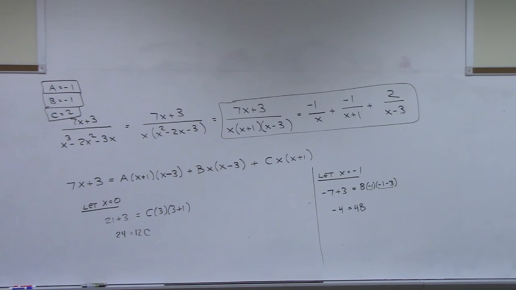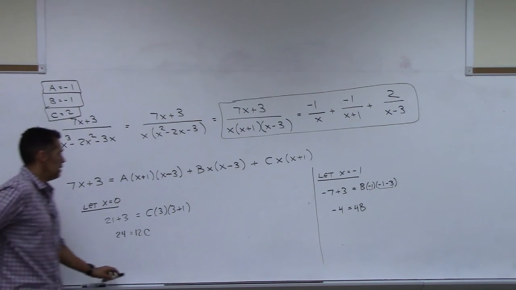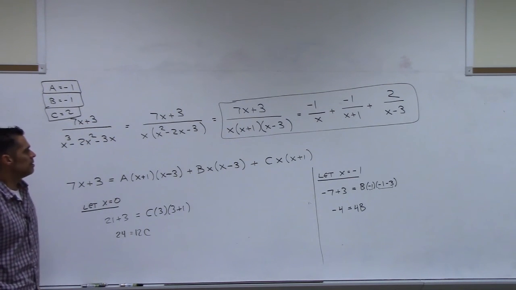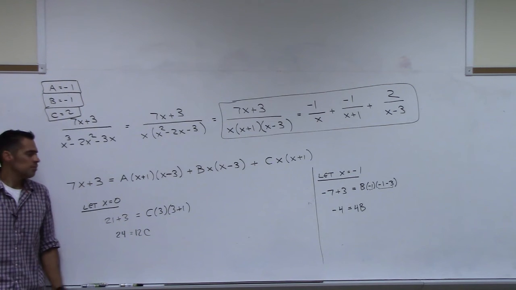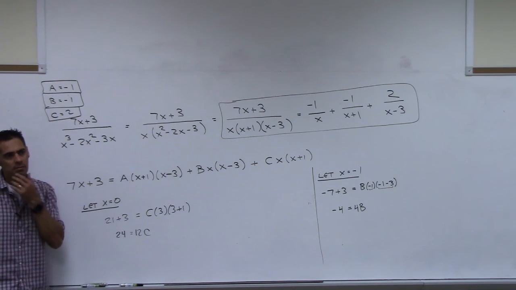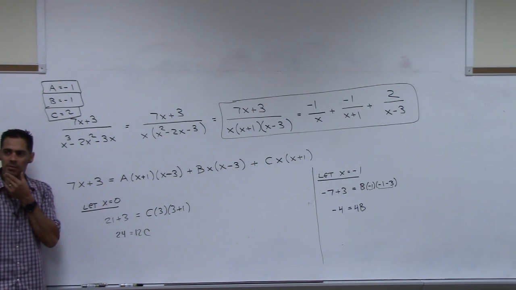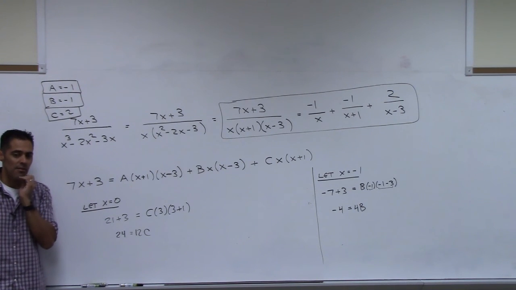Now, that was the shortcut method. I would be prepared to have something that's irreducible in there, which would mean you would need to distribute. And then you need to be able to use a system of equations and solve.